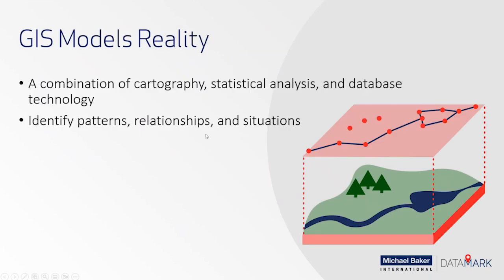So I mentioned earlier that GIS is supposed to model reality. Okay, you want your roads within your GIS to represent your roads in real life. You want your structures, your water features, all of that stuff should be as accurate as possible to what's really going on in reality. So GIS can really help us identify patterns and relationships and situations.